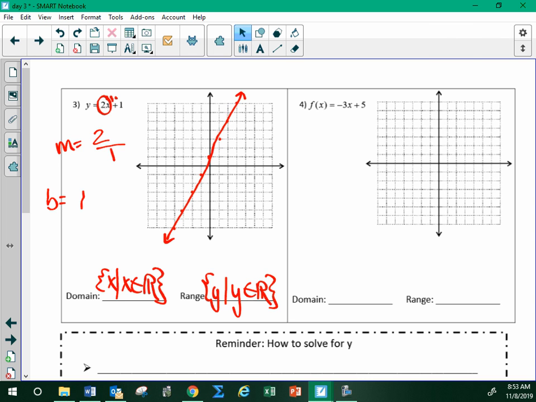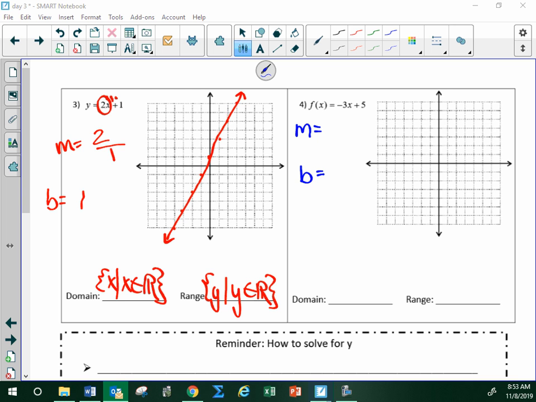All right, number 4 over here. We need to identify our slope. We need to identify our y-intercept. I want you to go and turn to someone nearby and say what your slope and y-intercept is. Let's make sure we're all okay with that. Say hello, person next to me. The slope is, the y-intercept is.